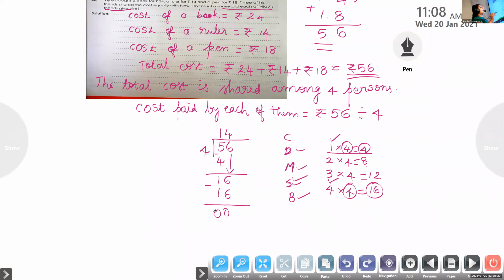Now what is the answer we got? Quotient 14. Here we divided rupees 56. So the answer is rupees 14. So each one should pay rupees 14, or each one paid rupees 14.